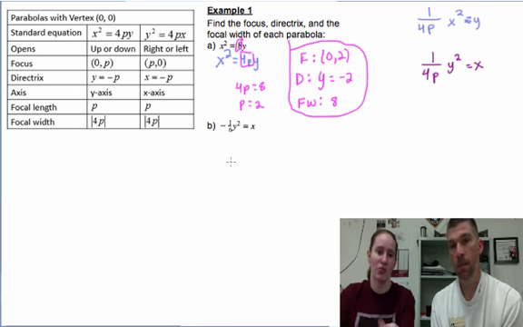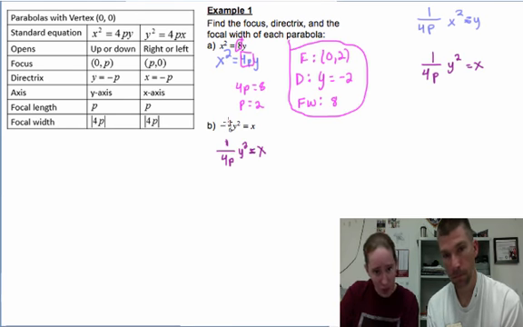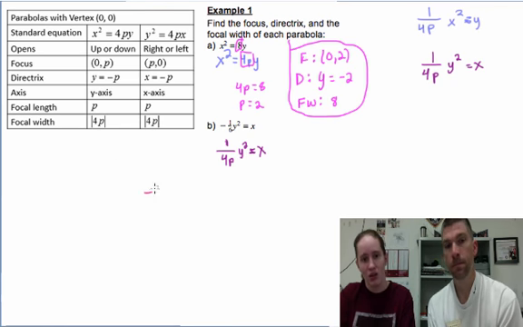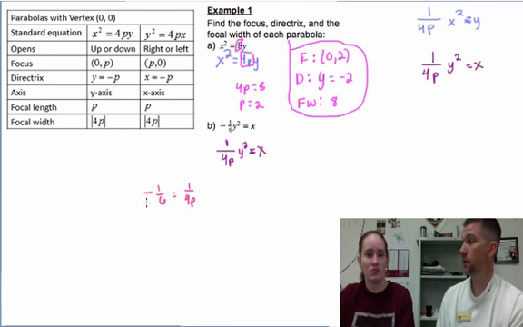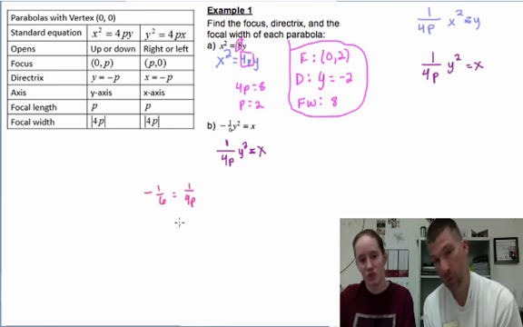And that may make more sense for this equation, because look at what we've got. We've got negative 1/6 y squared. So if we compare this, we're comparing negative 1/6 and negative 1 over 4p. And in this case, the ones are equal to each other, so we really just need to set the denominators equal. Negative 6 equals 4p. Cross multiplying will give you the same thing.